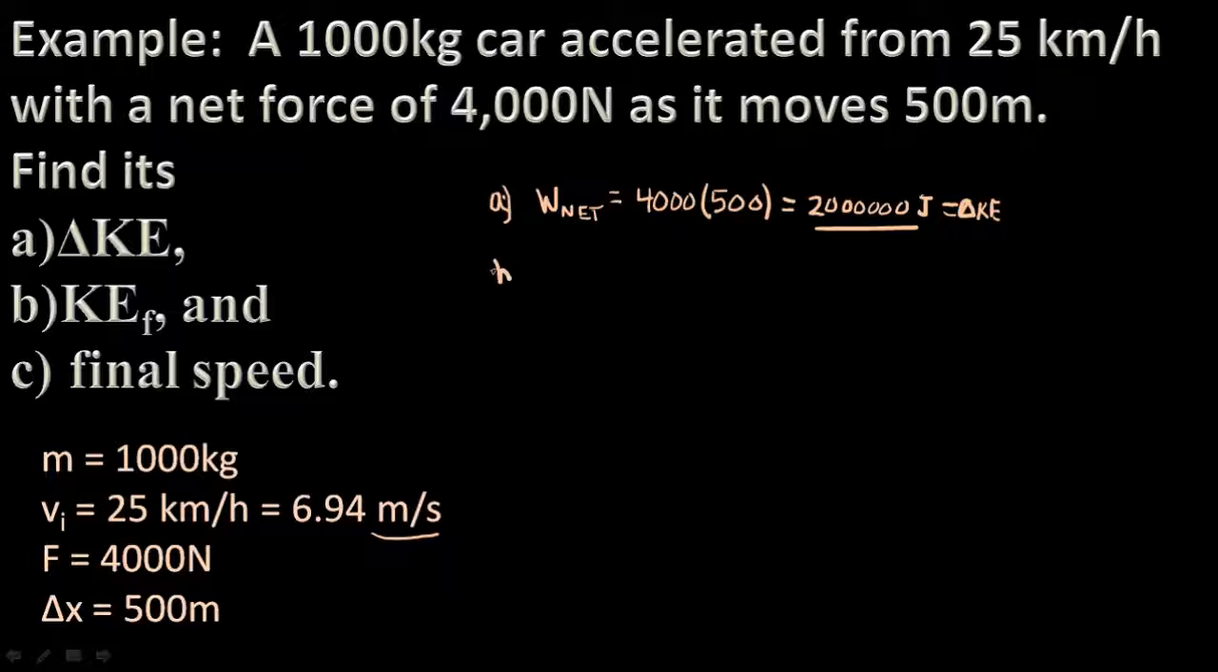So let's move on to part B. Let's find the final kinetic energy. Well, the thing to remember about this is change means final minus initial. So that means that the final kinetic energy is equal to the initial kinetic energy plus the change in kinetic energy. Since we already know the change in kinetic energy, we found that up here in part A, we need to find the initial kinetic energy, and then it just becomes an addition problem.